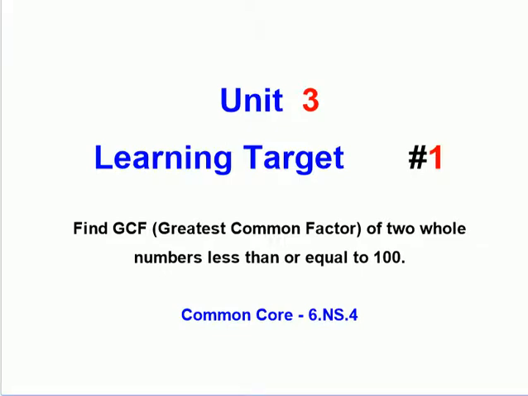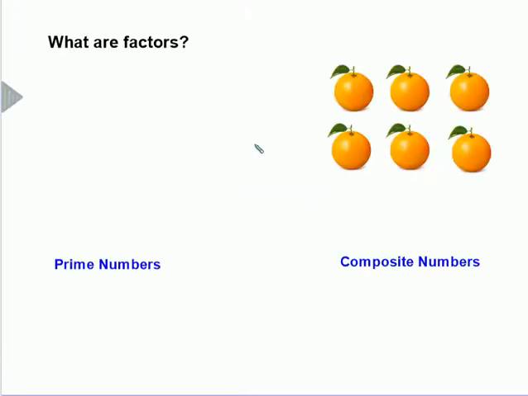Unit 3, Learning Target Number 1. Find the GCF, or the greatest common factor, of two whole numbers less than or equal to 100. Let's begin by understanding what factors are.